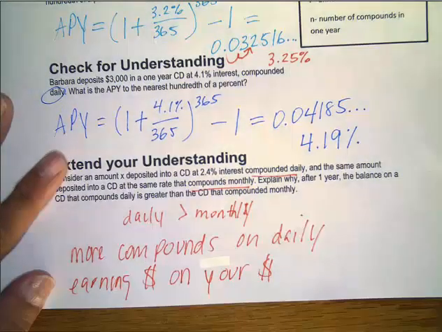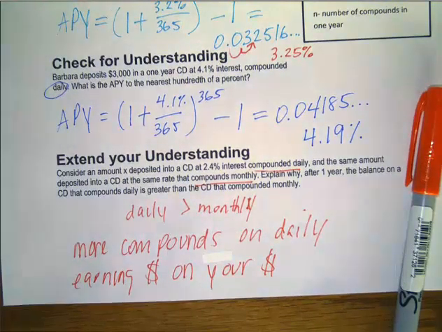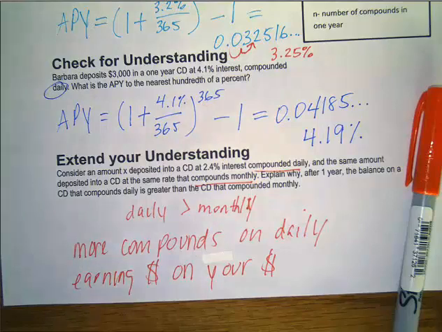So because you're compounding it daily, every day the interest is added to your principal. And you just keep making more money. As opposed to monthly, you have to wait for a month, get your interest, then wait for another month, get your interest. So because you are compounding more frequently, your principal is going up more frequently.